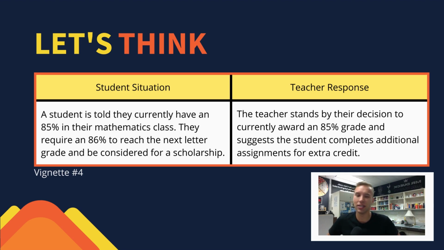And the teacher, in this situation, they're using percentages, and the teacher stands by their decision to currently award an 85% grade and suggests that the student completes additional assignments for extra credit. Remember, many teachers think that percentages are inherently objective, so hence why this teacher would feel justified in standing by their decision. 85% is what you deserve. This is all of the numbers put together, and this is how it's going to stand.